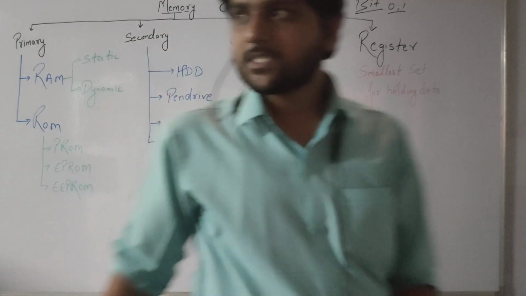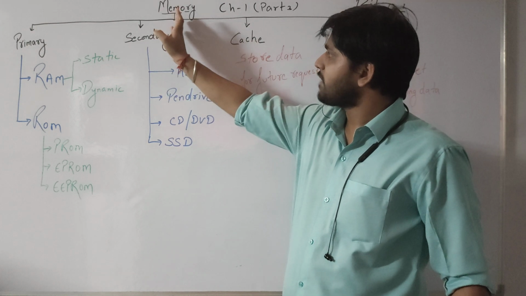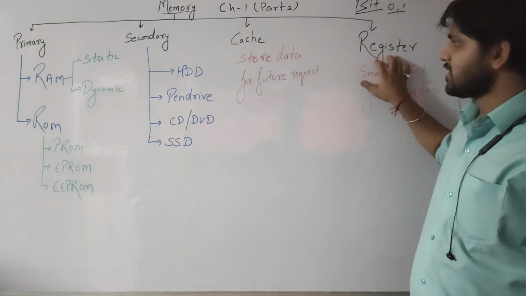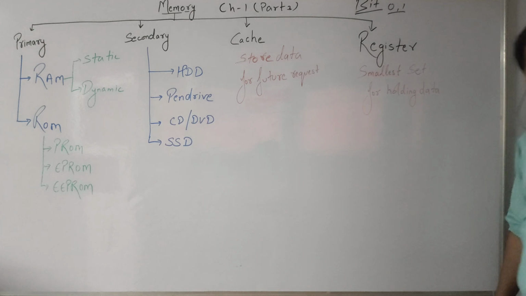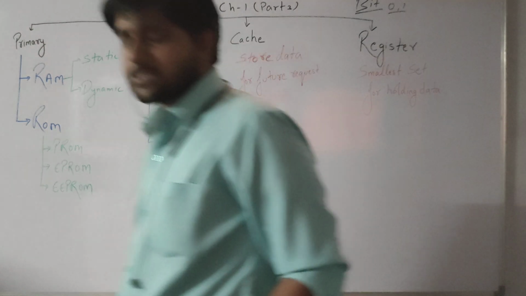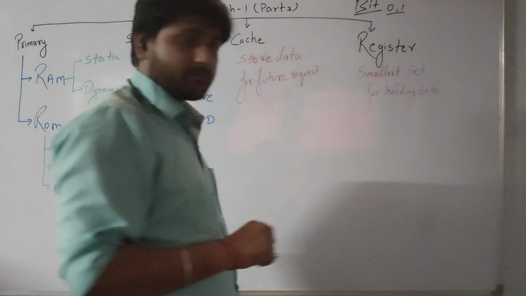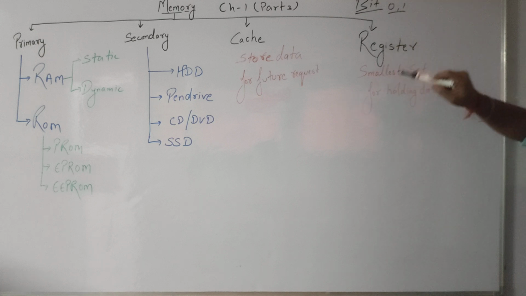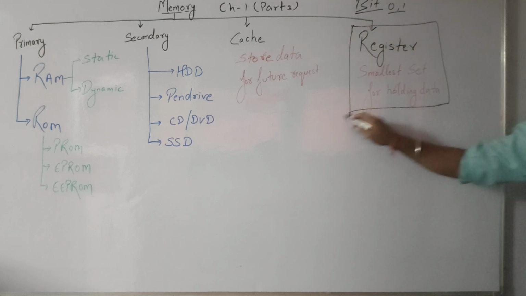In computers, we have several divisions of this memory. Looking forward, the memory is divided into 4 parts: primary memory, secondary memory, cache memory, and registers. Talking about registers, these are the smallest set used in your motherboard, in your circuits, in your processors to store the smallest amount of data. Means these registers are used to store the data in the format of bits. For normal functioning, they are used in motherboards, processors, etc.